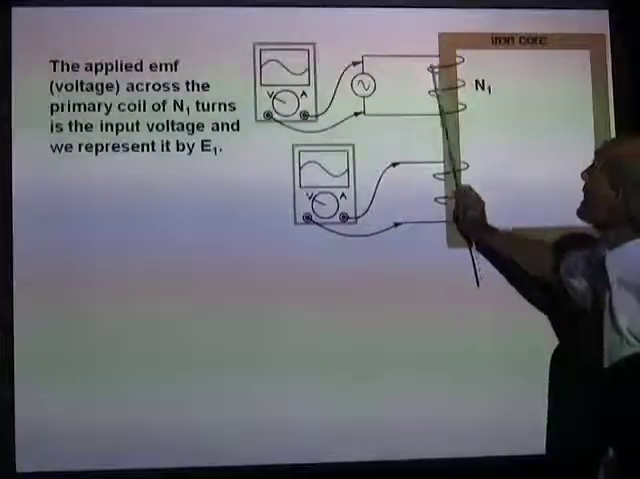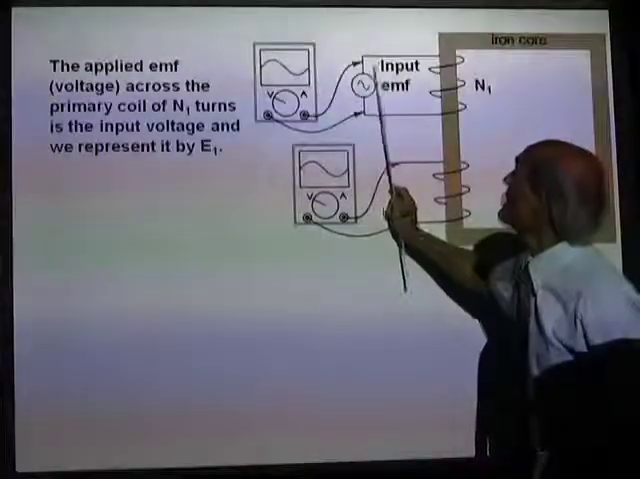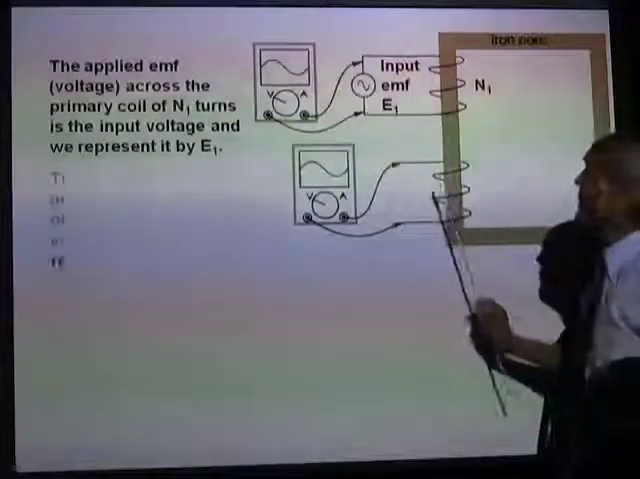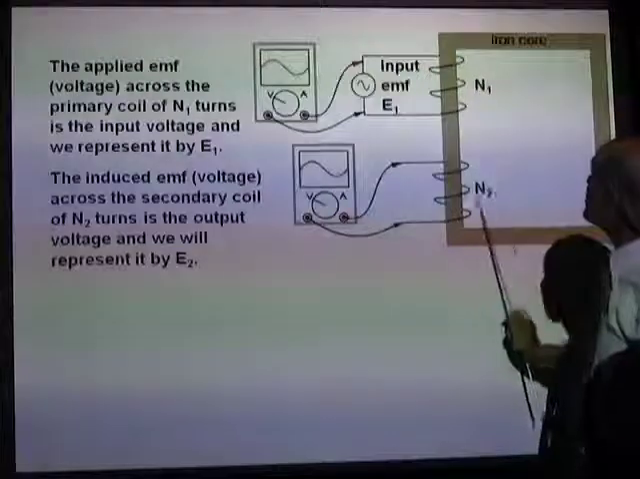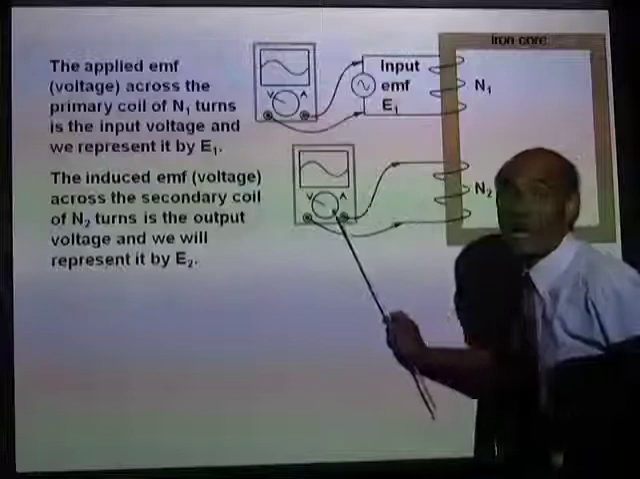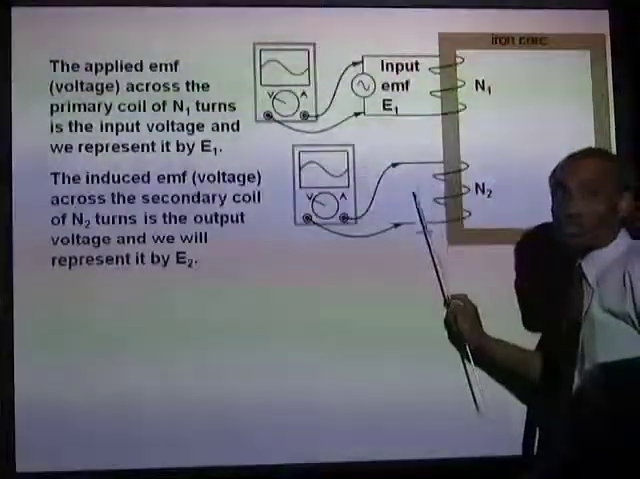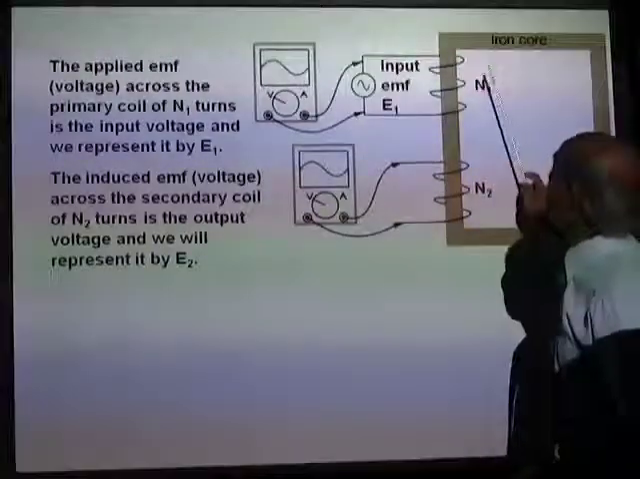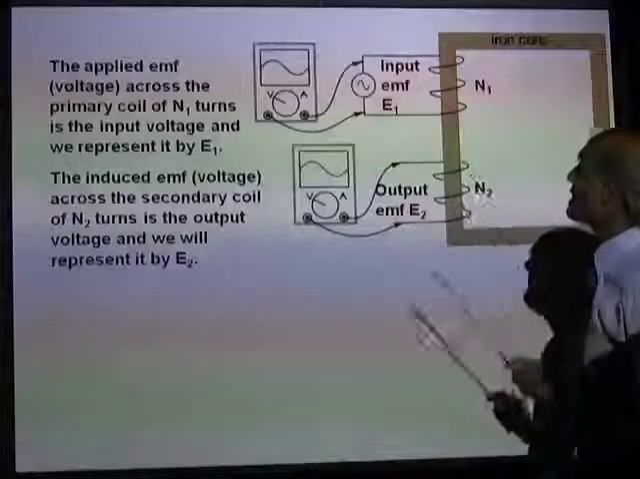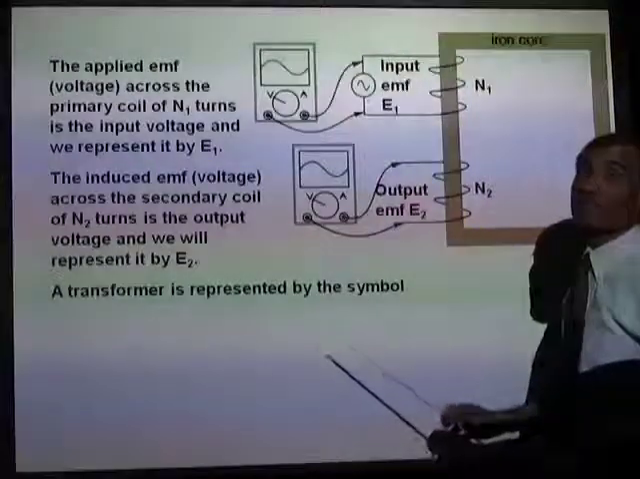Now, suppose N1 is the number of turns in the primary and E1 is the input voltage. That's the input voltage. And if N2 is the number of turns in the secondary, and E2 is the output voltage. So for a transformer, there is an input voltage and an output voltage. Now, there's a relation connecting E1, E2, N1 and N2, and I'll give you that relation in a while.